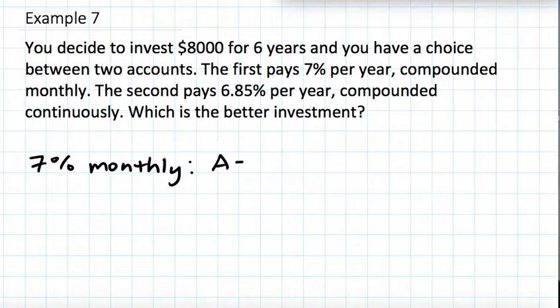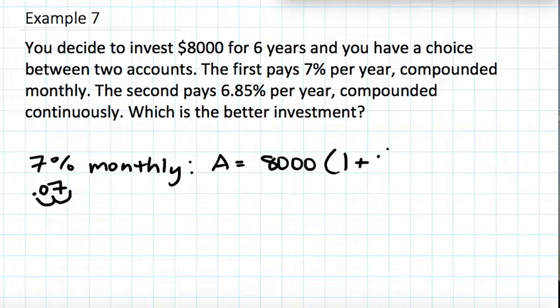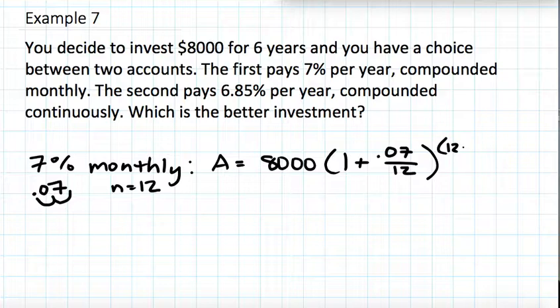Plugging in here. Our P is 8,000. 1 plus interest rate 7%. Move the decimal point 2 places or divide by 100. So that's 0.07 as a decimal. Compounded monthly means N equals 12. The N appears in 2 places in this formula. N times T, T is 6.